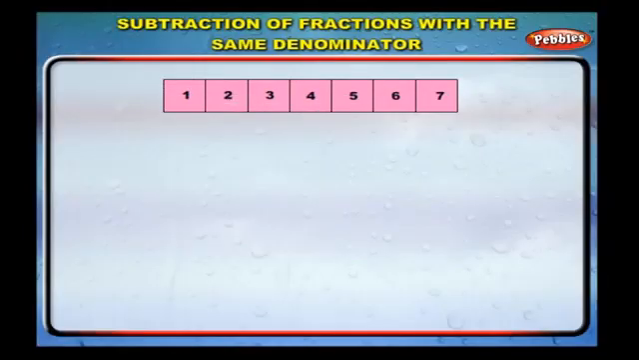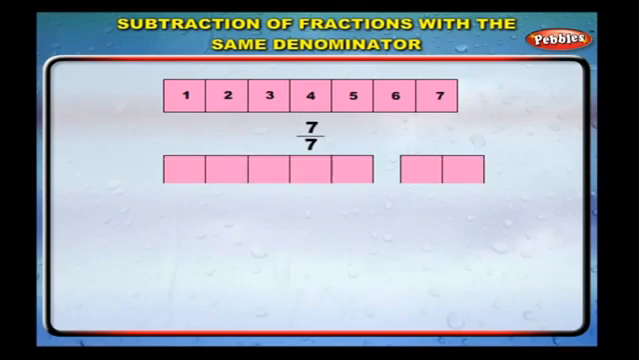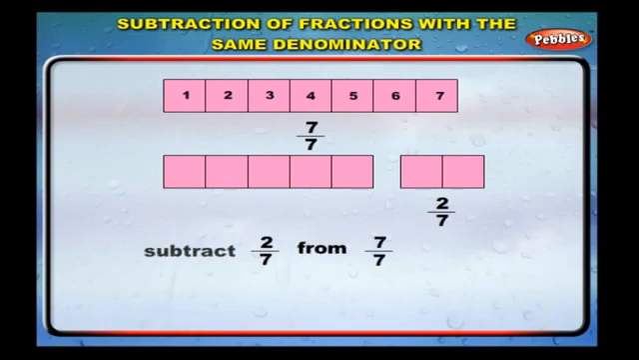This strip contains 7 parts, that is 7 by 7. Remove 2 parts from the strip. To do that, we will have to deduct 2 parts from 7 parts. Subtract 2 by 7 from 7 by 7. As the denominators are the same, deduct the numerators: 7 minus 2 is equal to 5. So, the answer is 5 by 7.